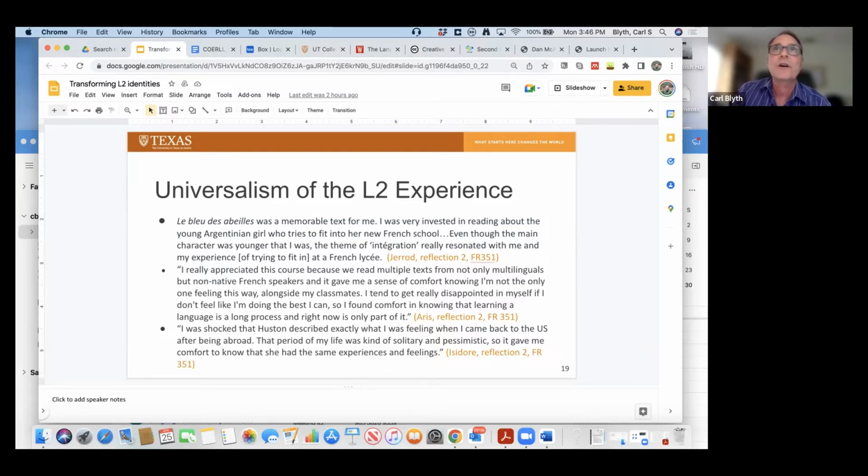So Jared wrote his narrative about his home family, his host family, and the year that he spent in France at a lycée. Eris writes, "I really appreciated this course because we read multiple texts from not only multilinguals, but non-native French speakers, and it gave me a sense of comfort." There's that word again, comfort. "Knowing I'm not the only one feeling this way alongside my classmates."